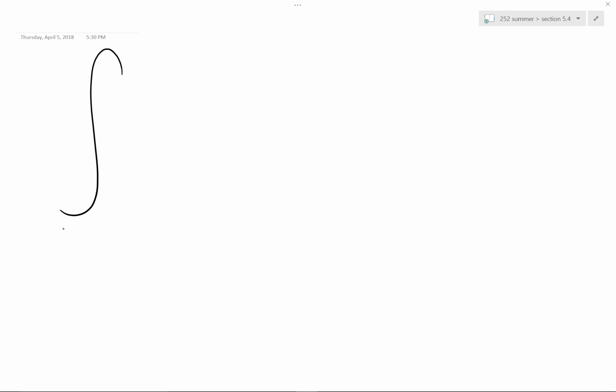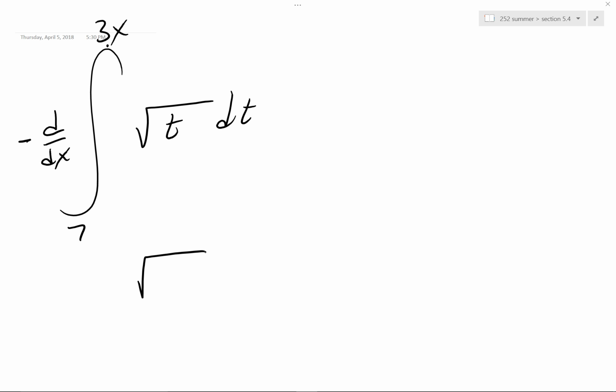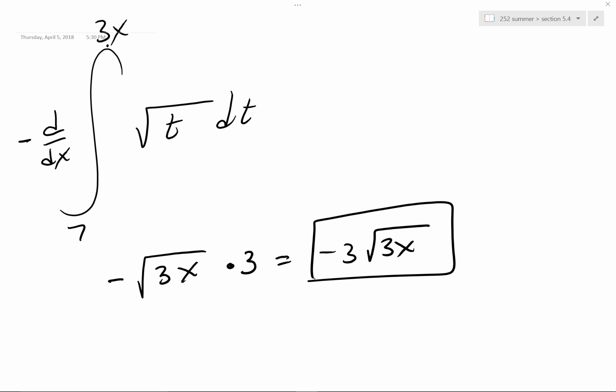Here's another one that cracks people up all the time. So you take the derivative, but before you do that, you need to switch your limits of integration and negate the problem. So our answer is going to be negative square root of 3x times 3. In other words, negative 3 square root 3x. And that would be your answer.